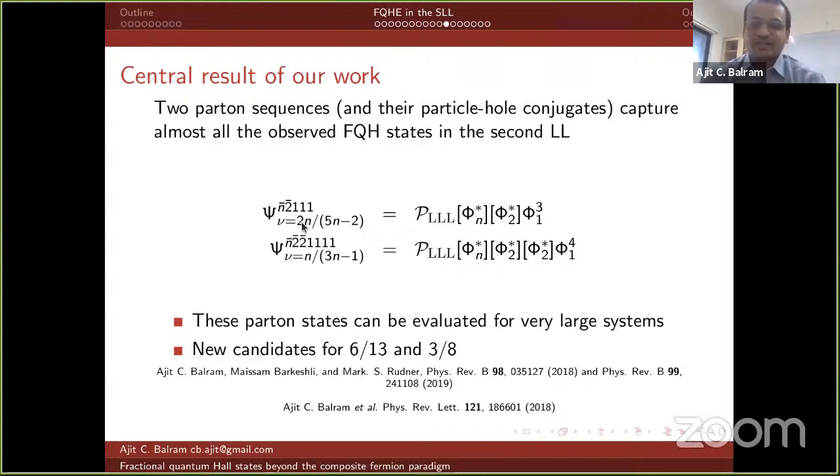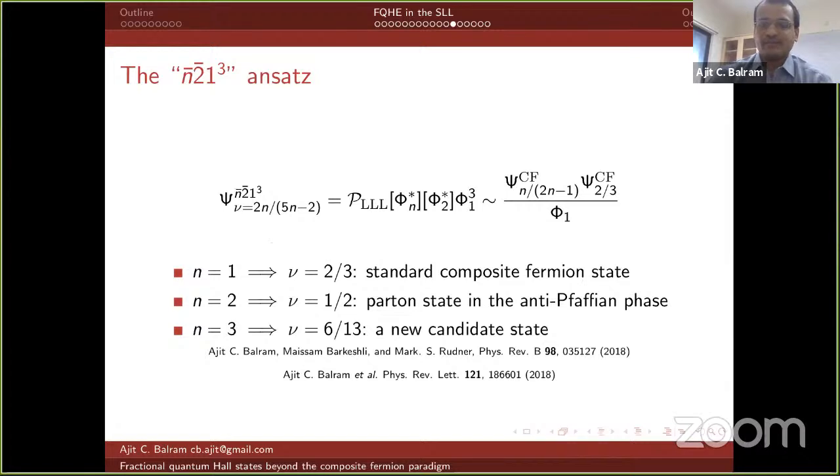The way you write down the wave function for these parton states is you take some n-bar, 2-bar, 1 cubed. And this kind of notation actually translates into a microscopic wave function. So you take phi_n star, by star I mean complex conjugate, times phi_2 star, and then multiplied by a 1/3 Laughlin factor. And these 2 states actually differ by a factor of 2-bar. So I'm going to discuss only the first ansatz here. If you are interested in the second one, you can look at my paper. So let's look at the first family of ansatz, n-bar, 2-bar, 1 cubed. This gives me states at filling factor 2n over 5n minus 2.